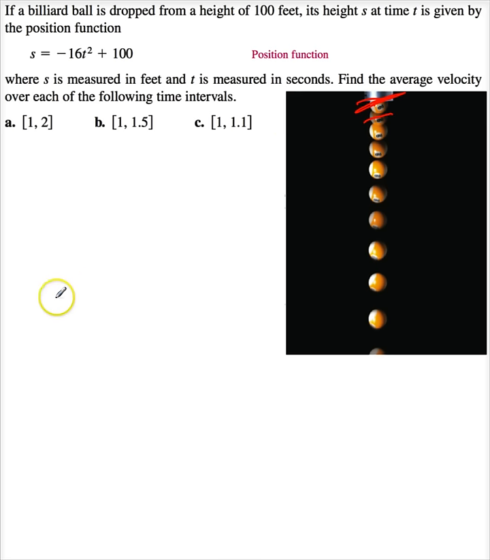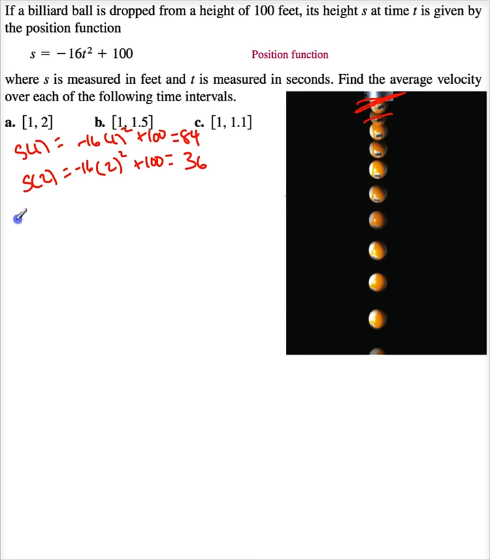All right, how would I find the average? Well, the first thing I need to do is find s at 1. So the position at 1 is negative 16 times 1 squared plus 100. So this is 84. S of 2 is negative 16 times 2 squared plus 100. So this is 36.